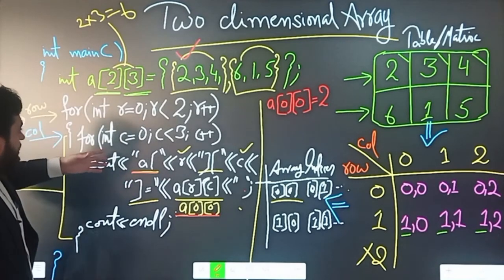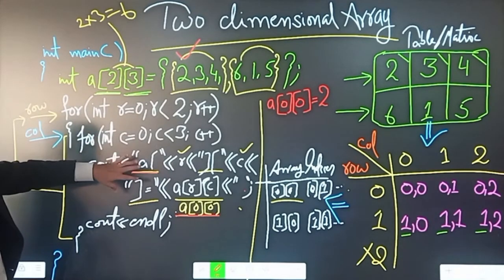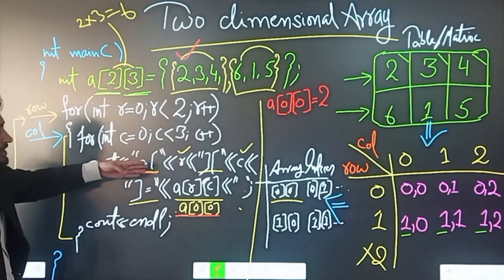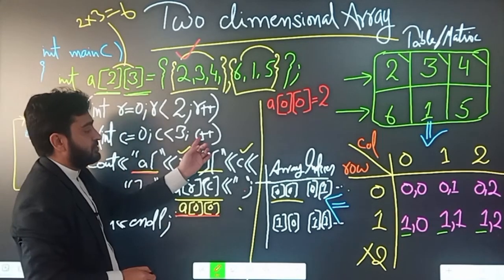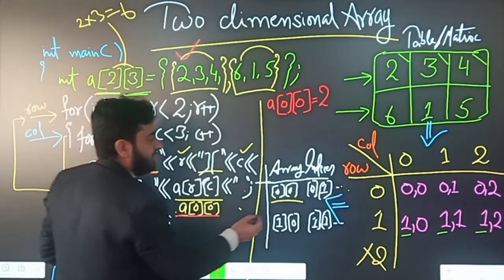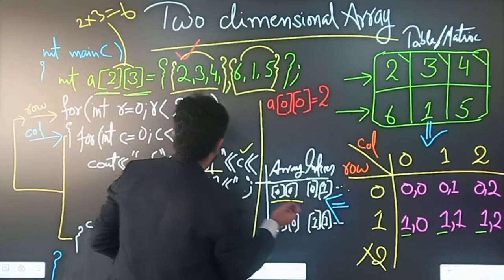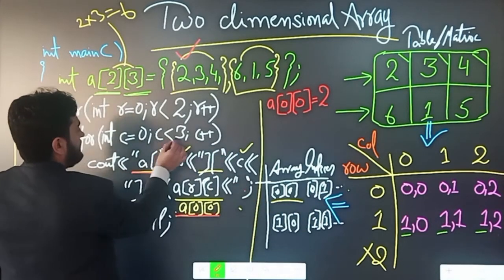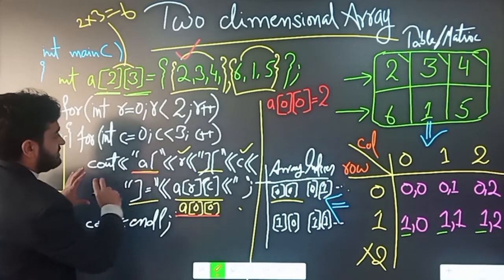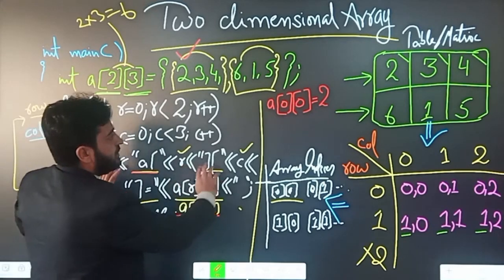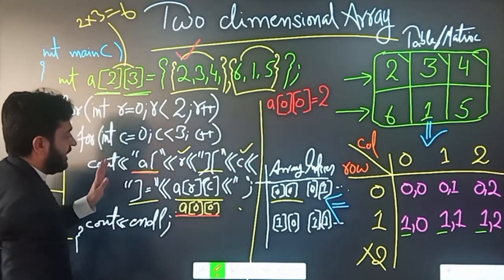So in the second iteration of the inner loop, when execution will come to the C++, C will become 1, okay. C will become 1, and 1 is less than 3, yes. So in similar way we will see the output on the screen for position.